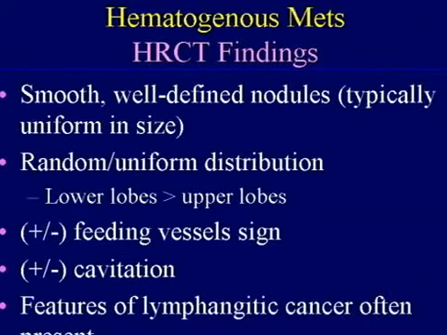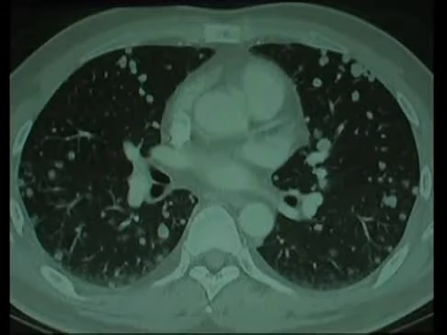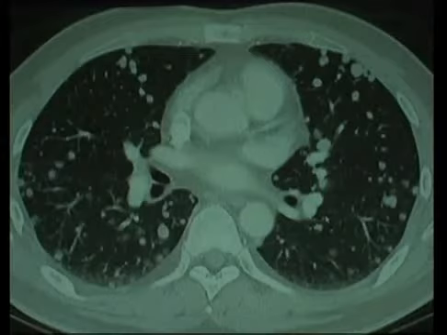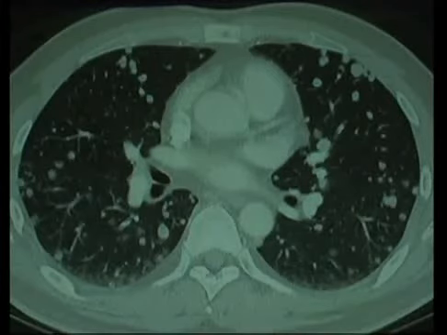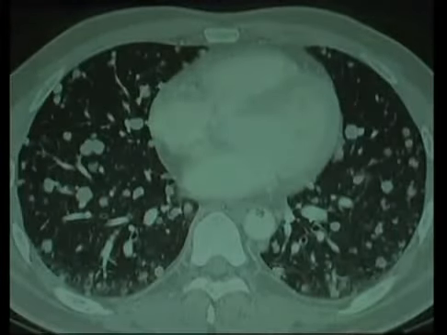So here a patient with, again, I think no one would question this being sarcoid, and there is a perilymphatic distribution in the sense that they're against the fissures and the pleural surfaces. Again, just a profusion of these nodules. This is where it gets harder.